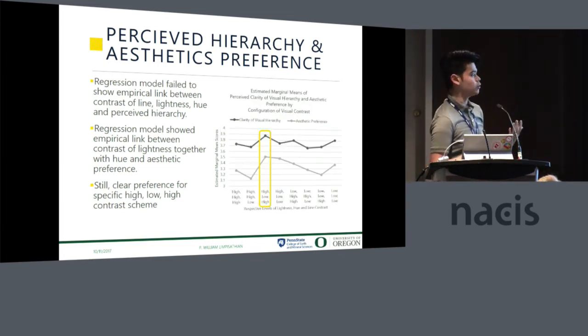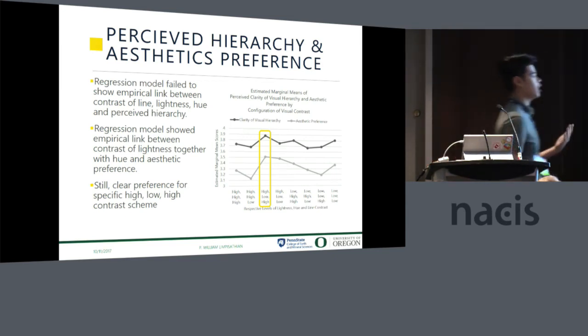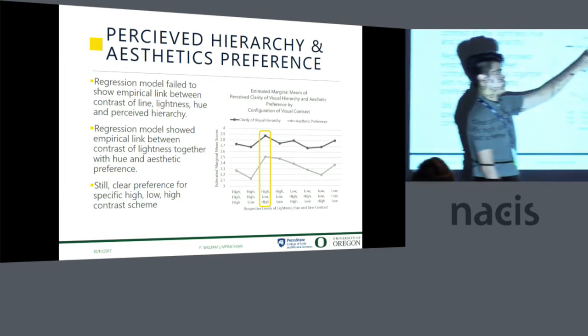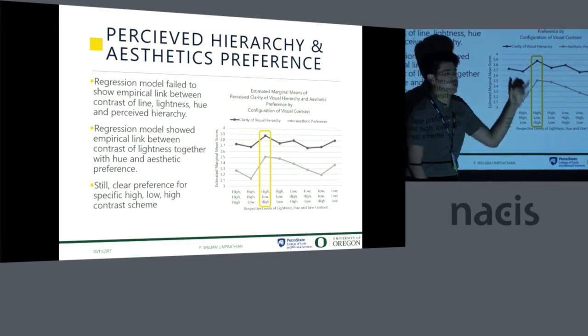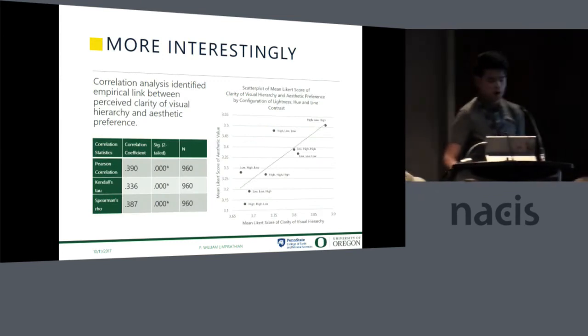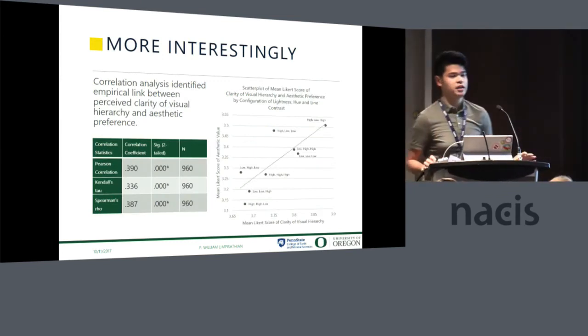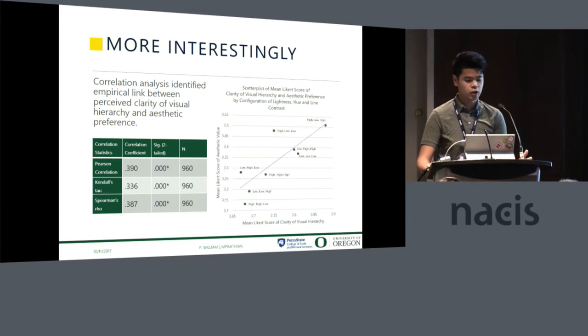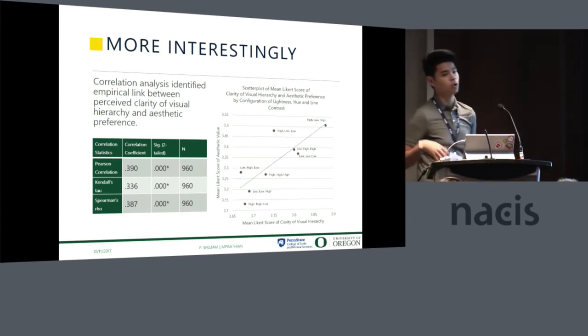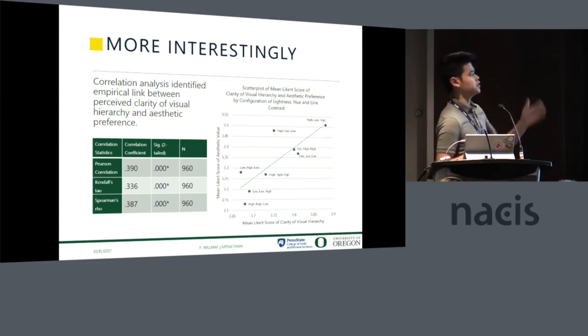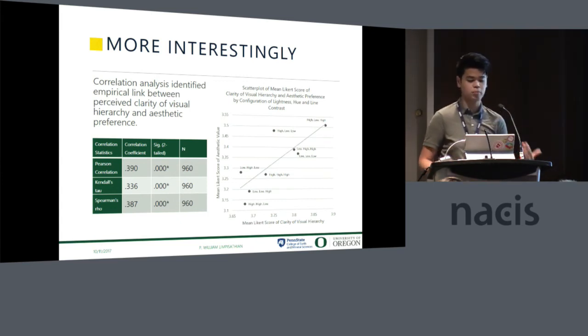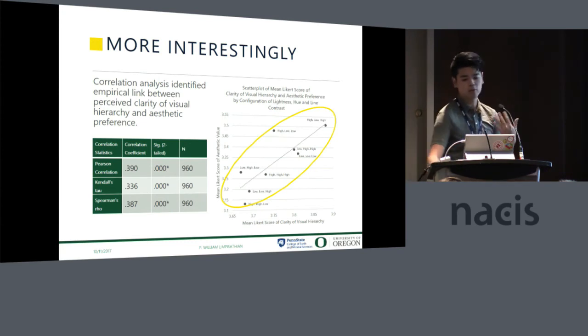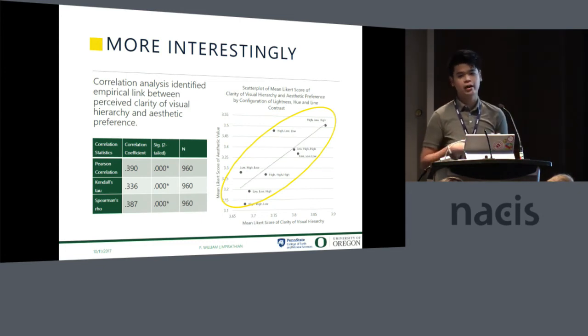But still, looking at the raw data itself, again it comes back that there's a clear preference from all of the users for a specific contrast configuration, which again is high, low, high, whether it's the visual hierarchy level or the visual aesthetic preference. So more interestingly, when we ran a correlation analysis on the results of these two, there was a clear positive correlation between the score of the perceived clarity of visual hierarchy and the aesthetic preference. Essentially, it means that users perceived maps that were aesthetically poor as also bad in terms of representing visual hierarchy, and vice versa.